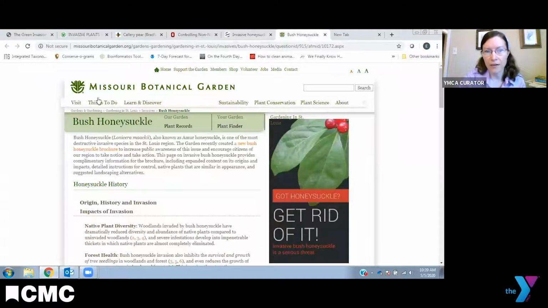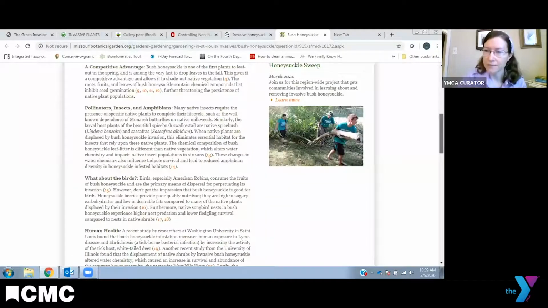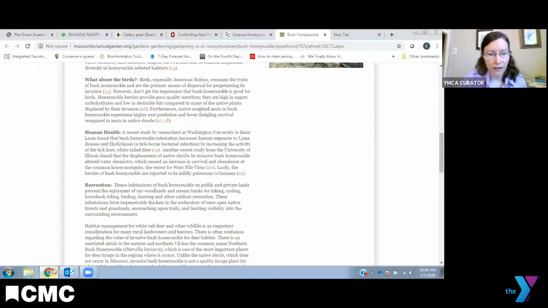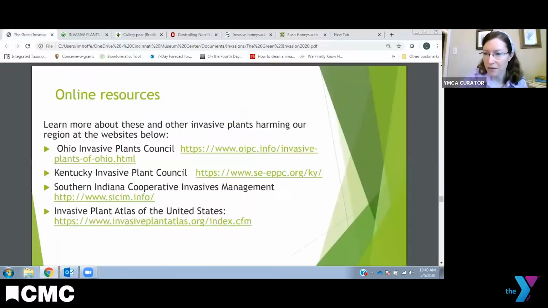And then finally, the Missouri Botanical Garden also has some great invasive plant fact sheets. They have a lot of research results compiled here with citations, so it's great for scientific research to start out on something like that. Okay, I think that's all I have for you. Sorry we went over a bit. Does anyone have any questions?